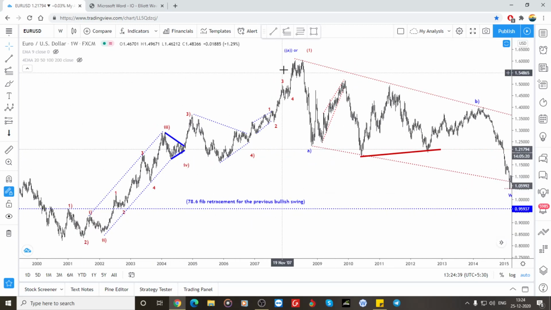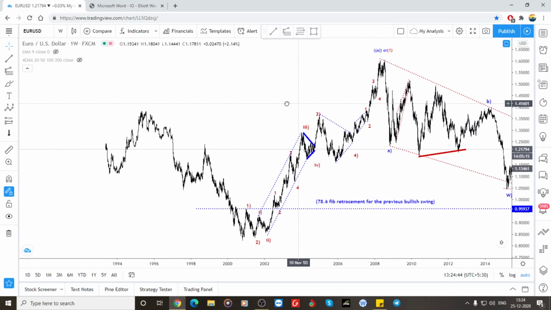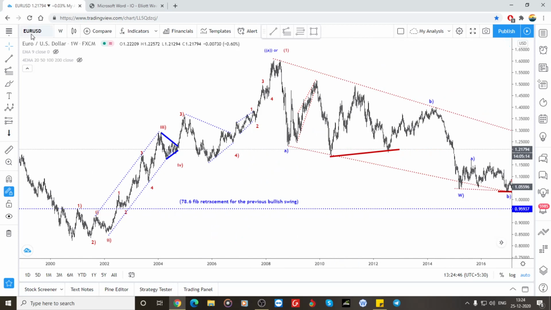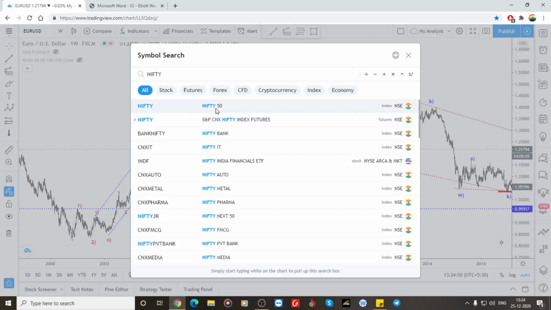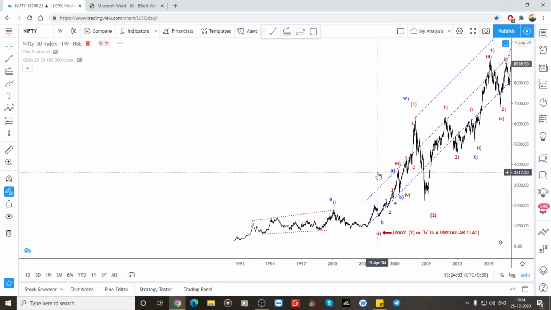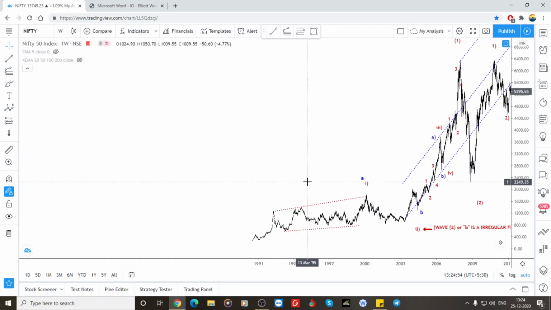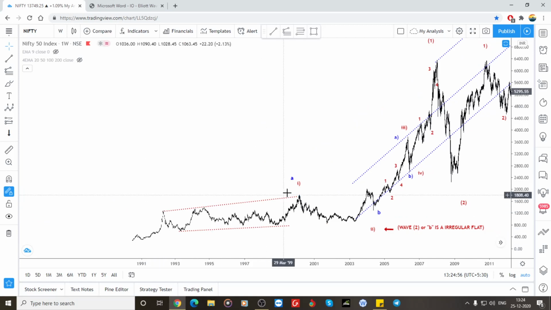So this is an impulsive wave. After that, this is a corrective pattern. So it will keep on doing the same thing. It's the fractals. So just we will see the stocks also. One thing is Nifty. So in Nifty also doing the same. Stocks, the indices.